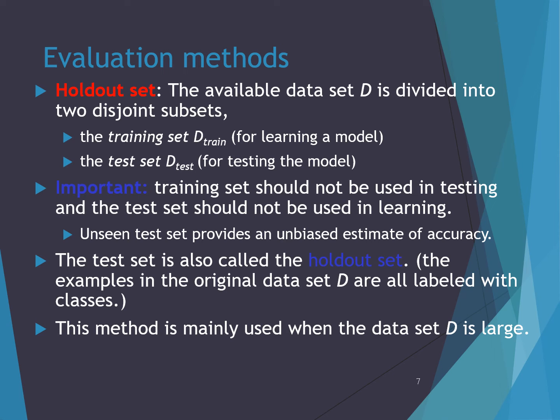There are also some evaluation methods used in supervised learning. One is the holdout set algorithm. In this, the data is divided into two disjoint subsets: a training data set and a test data set. The training set is used for learning the model, whereas the test set is used for testing the model. An important point to note in this evaluation method is that the training set should not be used in testing, and the test set should not be used in learning the model. This evaluation method is mainly used for large data sets.